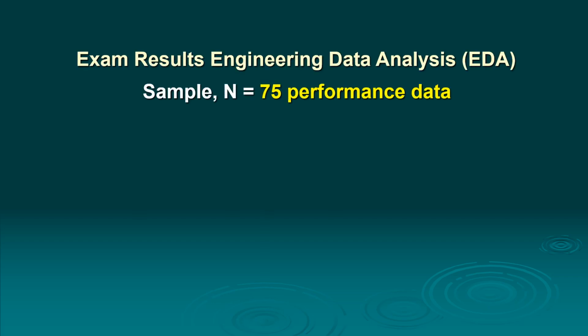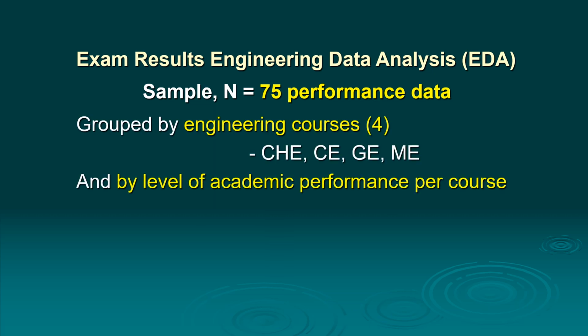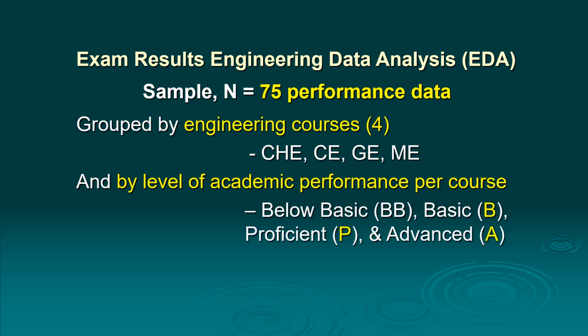Let us have another example. This time we will determine the probabilities for the academic performance levels if we are given 75 examination results in engineering data analysis, EDA. Thus, our sample N is 75, which are organized by course: Chemical Engineering CHE, Civil Engineering CE, Geodetic Engineering GE, and Mechanical Engineering ME. Then they were again grouped by academic performance level per course. That is, BB represents below basic performance level, B is basic performance level, P is proficient performance level, and A, advanced performance level.